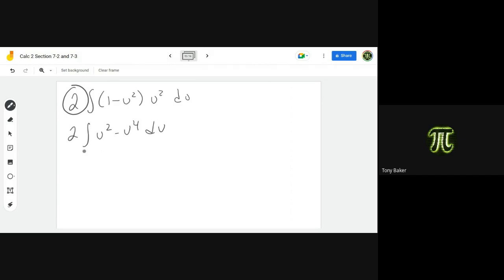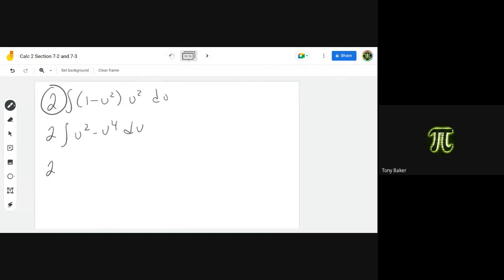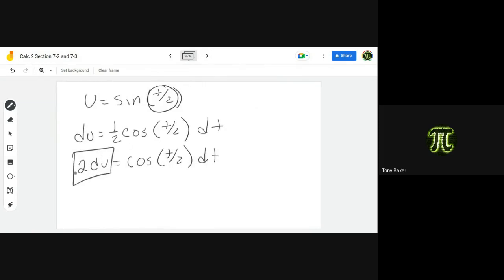Wait, so even if I did chain rule, I'd still get 2 up front? Yeah, because you have 1/2 cosine t over 2, so that 1/2 has to go over to the du. That's where the 2 comes from, because I don't have that in my problem. I don't have 2 cosine t over 2. So I need to get that over to the du side. That's where that 1/2, I multiply both sides by 2.